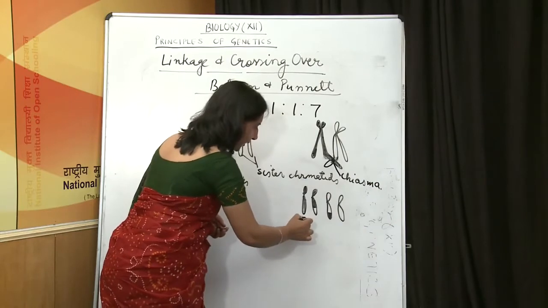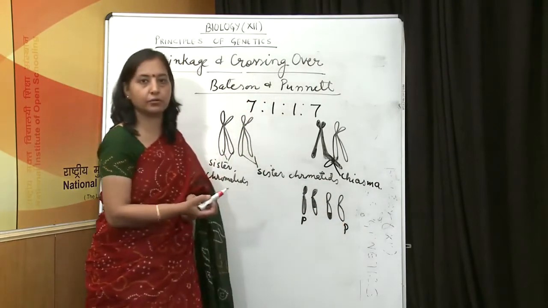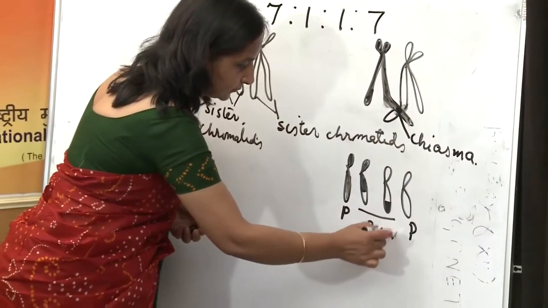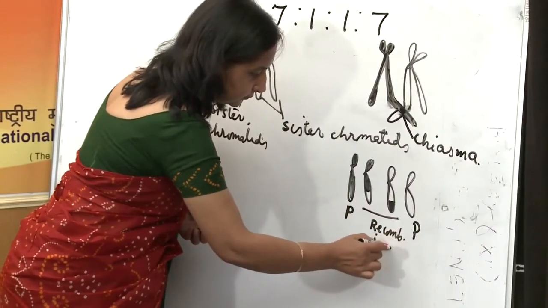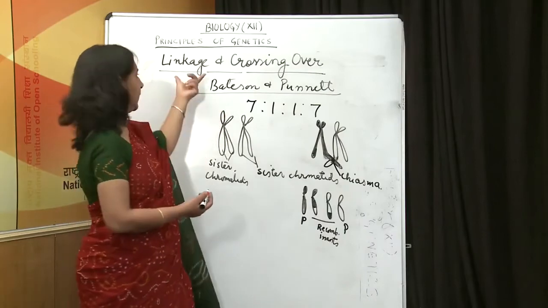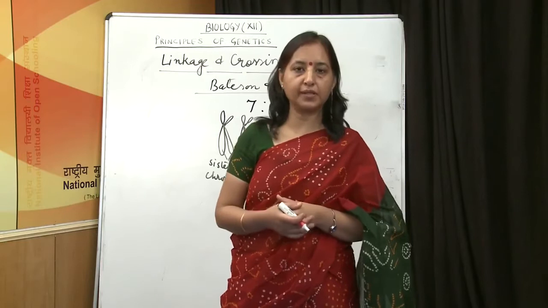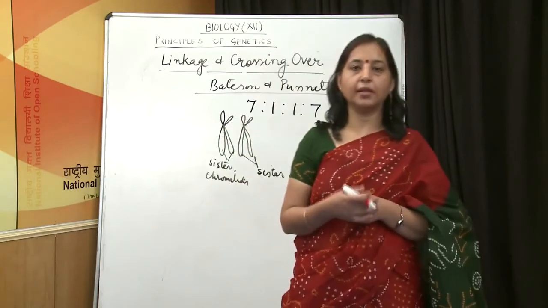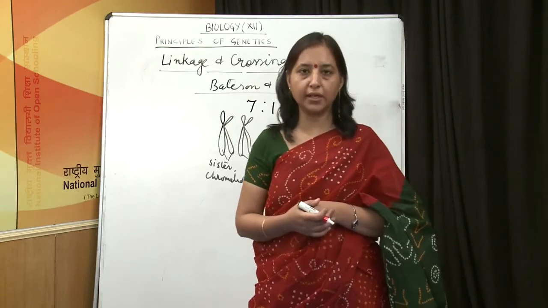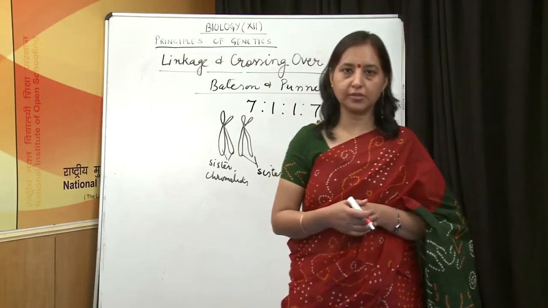So this is parental type, just similar to the parent. This is parental type, and these two are recombinants. We can once again define linkage as the tendency of more than one gene to be present on the same chromosome, and they pass on as such in the next generation as a group, which is called a linkage group. At the same time, new combinations are formed due to crossing over.